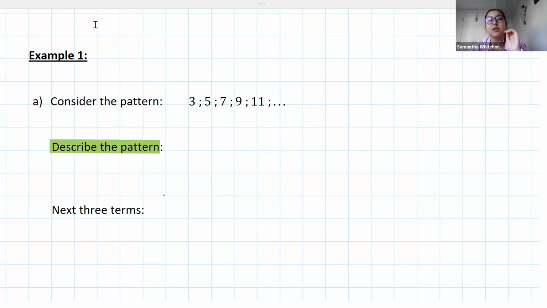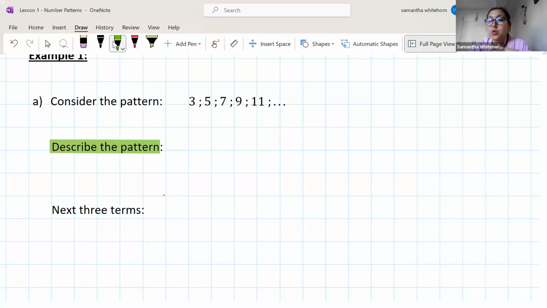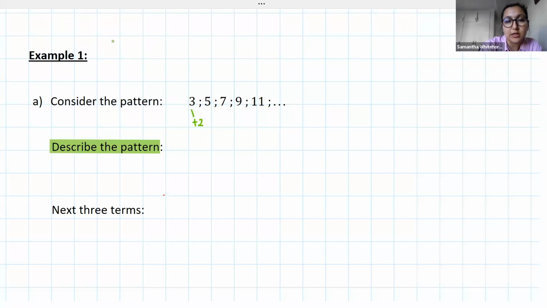Okay. So this is one way that we can ask you to interpret a relationship. We can ask you to describe in words what is happening in our pattern. And so it's exactly what you said. All we're doing is that from one term to the next, we are adding two in order to get our next term. Okay, so that is essentially the verbal or the literal description of our pattern.